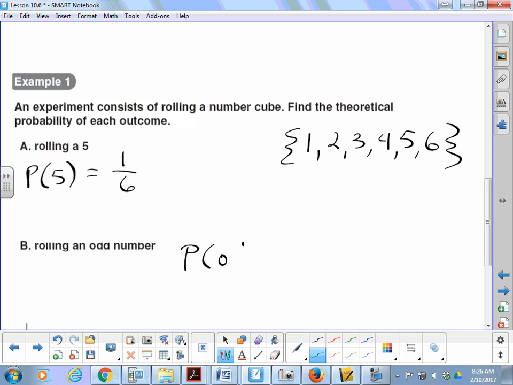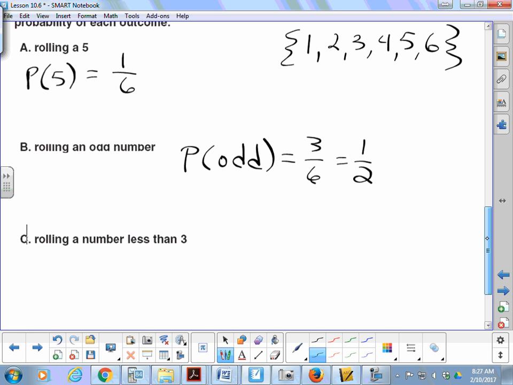Letter B, what's the probability that when I roll that number cube, I get an odd number? Scott? 3/6, right? We have a 1, a 3, and a 5 are all the odd numbers, so the probability is 3 out of 6 or 1/2. So theoretical probability, think about the sample space, think about how often that can happen.